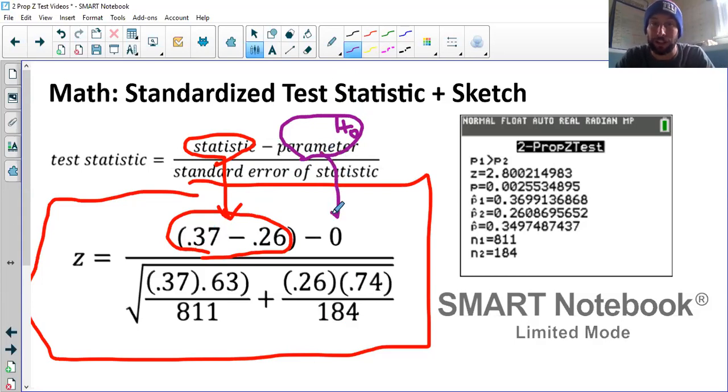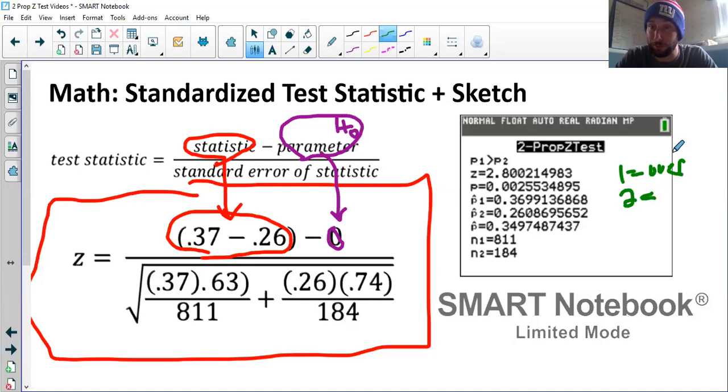The parameter, that's our assumed difference. And in the 2-prop z-test video, we saw that we're always going to assume there's no difference between our two parameters. That's why this value right here is a 0. Before we get into the denominator, one other thing to point out: we're using group 1 as the over 30 group and group 2 as the under 30 group.